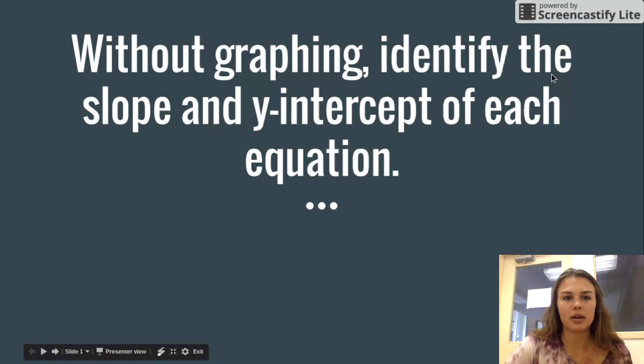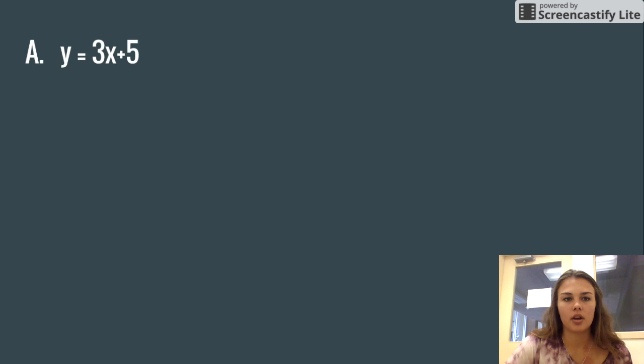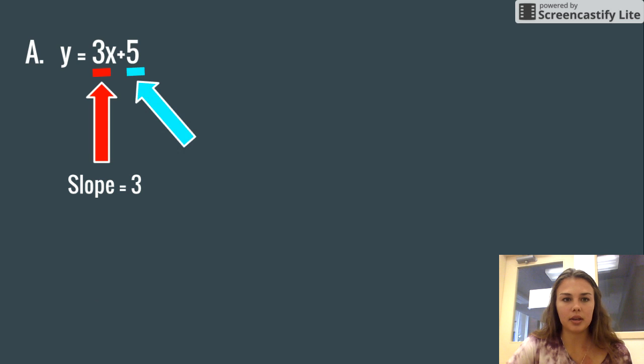This problem asks us to, without graphing, identify the slope and y-intercept of each equation. Our first equation is y equals 3x plus 5. To find the slope, that is going to be attached to the x in your y equals mx plus b equation, so your slope equals 3. And your y-intercept is the b, so y-intercept equals 5.